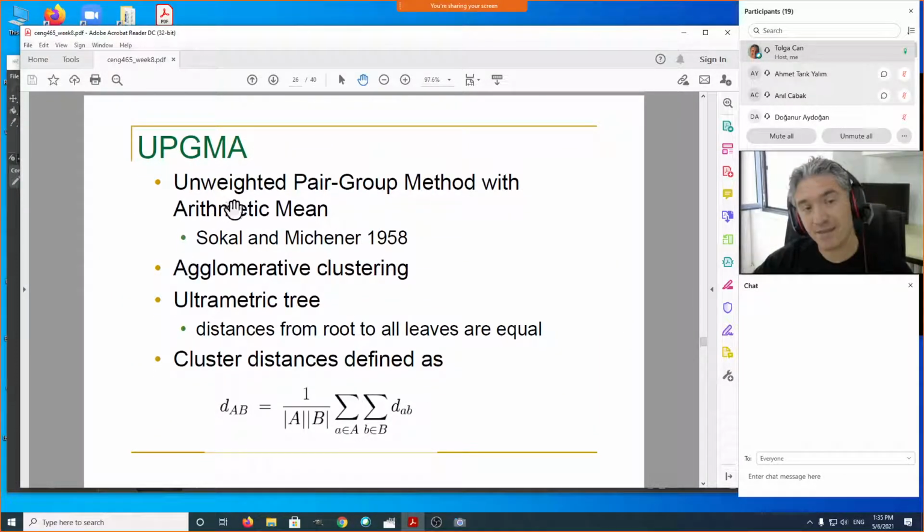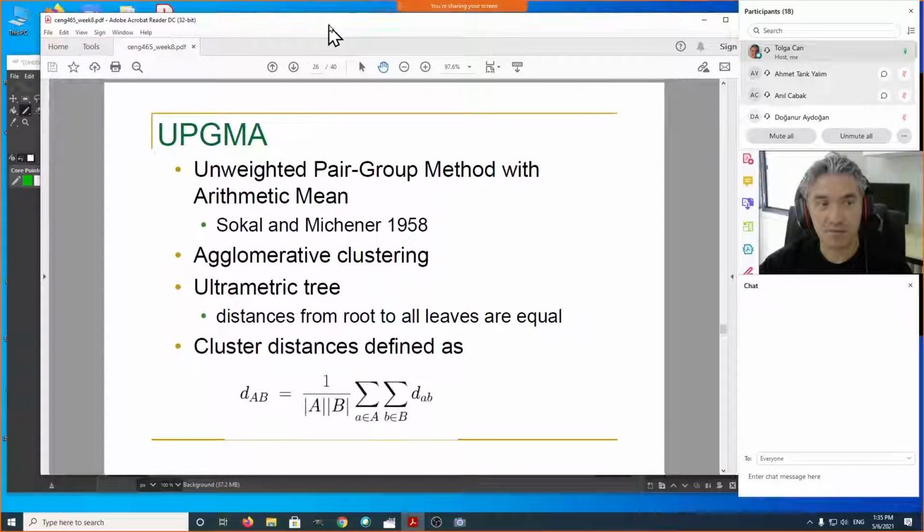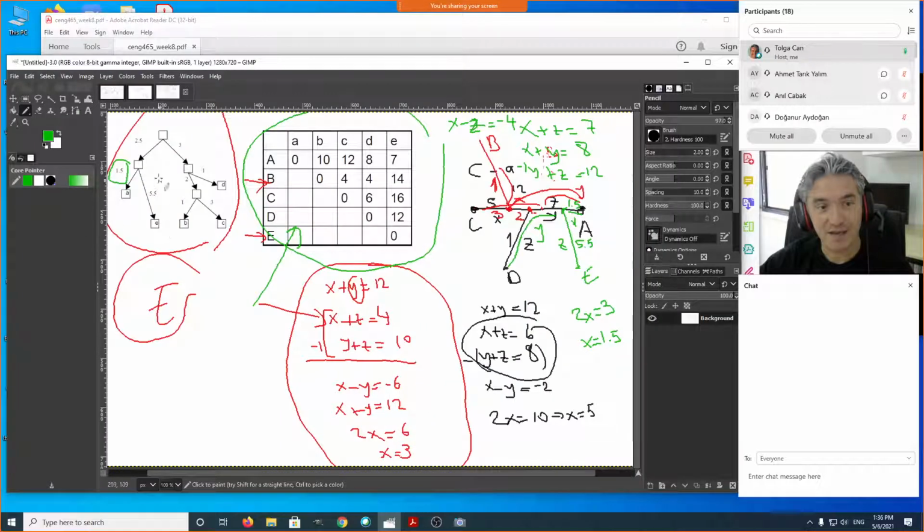UPGMA and neighbor joining will work on any matrix. They will work on additive or non-additive, any matrix that is given to us, and build a tree out of that. But it means that they will not necessarily result in a tree like this. For example, if you apply the UPGMA algorithm on this matrix, you will get a really different tree than this one. So it will not be the optimal tree.